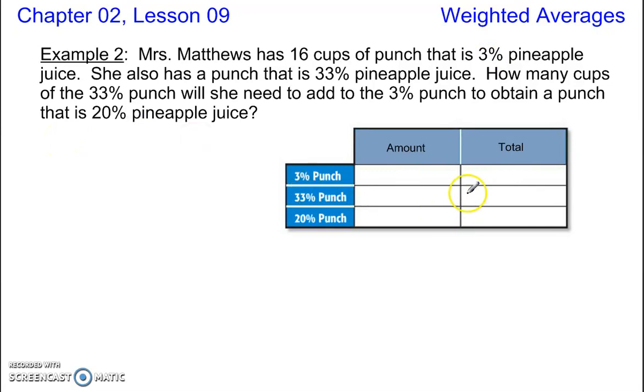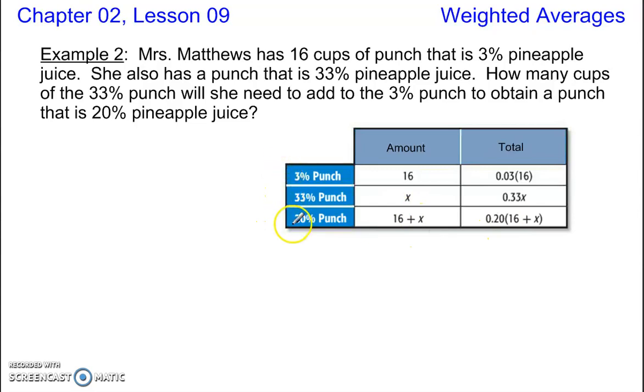All right, here's our columns. We have the amount right here. We have 16 cups of the 3% punch. The question is how many do we need of this? And together, that would be the 16 plus the X to fill up my 20% punch. Now I have the total. Here is 0.03 times the 16, which is 0.48. And then 0.33 times X. And then 20% times the 16 plus X.